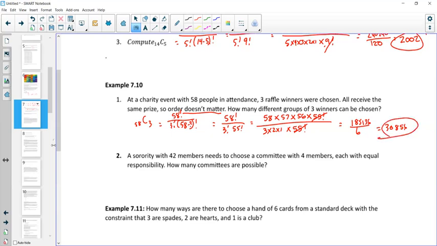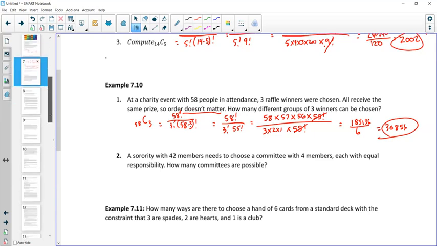Now, even with this division, notice something. All of our answers have been whole numbers. When you're calculating this, we're calculating the number of ways we can make a combination, number of ways we can arrange things. So our answer should always be whole numbers. If you get a fraction somehow, you made an error and you need to figure out where that error is.